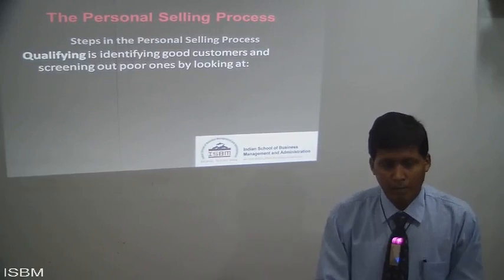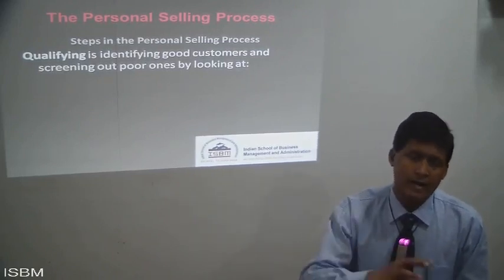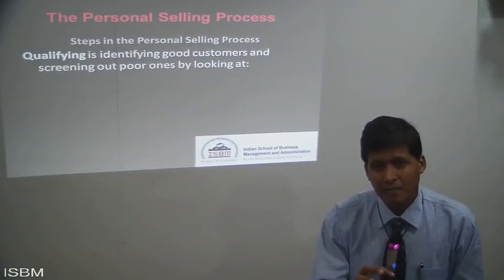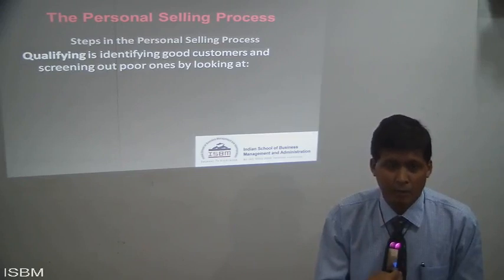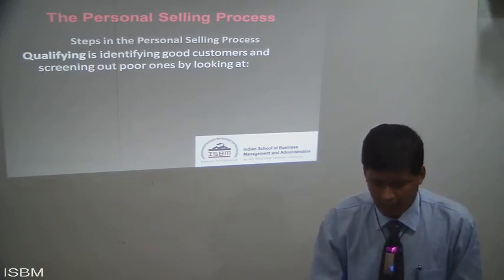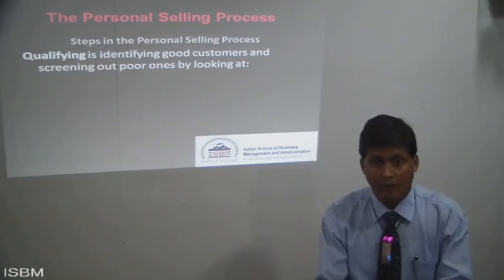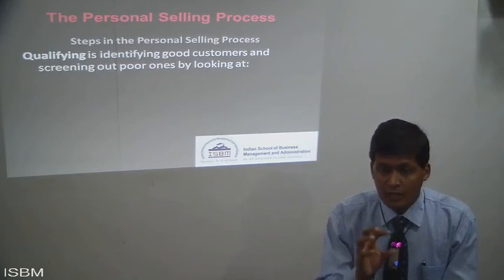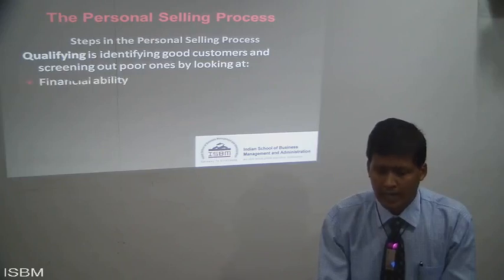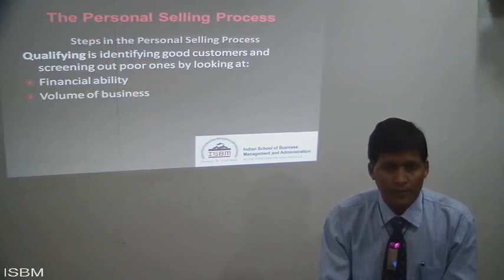Then qualifying. So from prospecting, we find out who are the customers that are important to us. They are called prospects who qualify for us in our basket range or with our product mix. Now qualifying is identifying good customers and screening out poor ones by looking at, one, financial ability. The customer might be good, but if he is not able to pay you, it doesn't make sense to you as a salesperson. The volume of business he is going to generate.